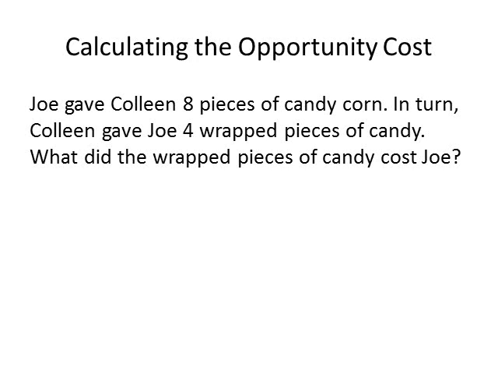Let's take a minute to review the situation. Joe and Colleen each have some candy. Joe has 14 pieces of candy corn and Colleen has 8 pieces of wrapped candy. Joe wants to trade 8 pieces of candy corn for 4 pieces of wrapped candy. Colleen agrees to the trade. So Joe gives Colleen 8 pieces of candy corn and Colleen gives Joe 4 pieces of candy. Joe lost 8 pieces of candy corn to Colleen and gained 4 pieces of wrapped candy from her. So what is the opportunity cost of the wrapped candy?